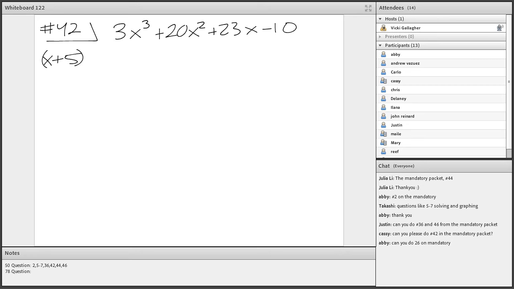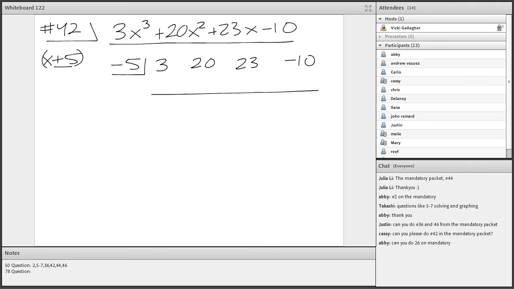And so the first thing you're going to do is you're going to divide. You're going to divide this long polynomial by the x plus 5. And again, it doesn't say how to divide it, so you can pick long division or synthetic. I'm going to show synthetic because I think that's easier. On synthetic division, don't forget that you take this number and you change the sign, so we're going to make it a -5. And then we take the coefficients from the polynomial, so 3, 20, 23, and -10.